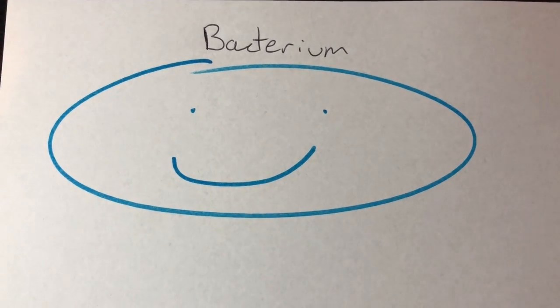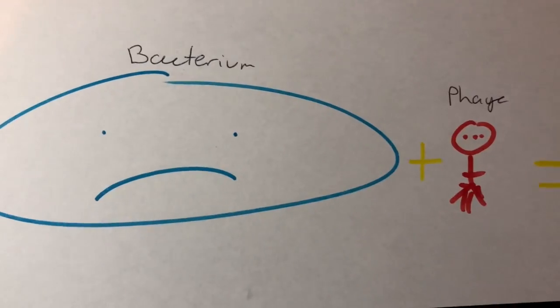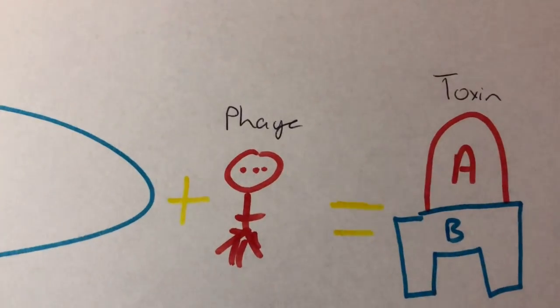Diphtheria is a serious bacterial infection caused by the bacterium Corynebacterium diphtheriae. The infection primarily affects the throat and upper respiratory tract. The bacterium itself is not harmful, but when the bacterium is infected with a phage virus, it produces a toxin that is harmful to the human body.